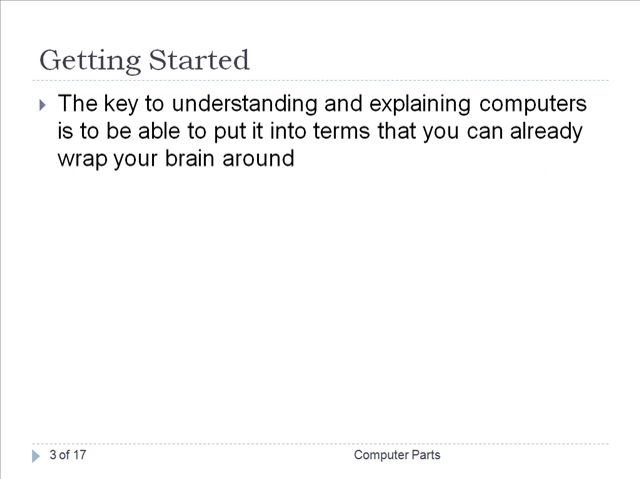So to get started, the key to understanding and explaining computers is to be able to put it into terms that you can already wrap your brain around. For example, you could say that computers are like cars. So if you're driving down the road and all of a sudden your car starts going crazy, bumping up and down, you probably know that you're going to have a problem with your tires or suspension or one of the systems that maintains the stability of the machine.